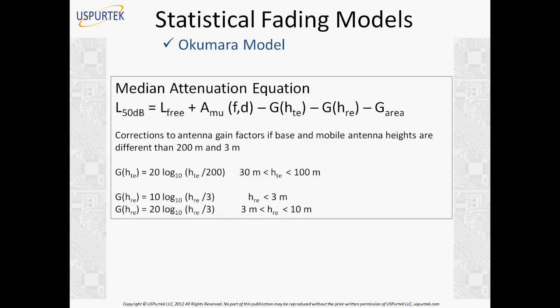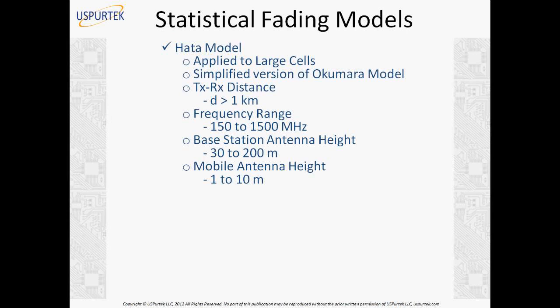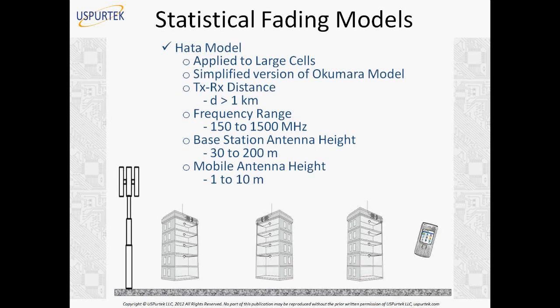Well, there are some more explanations here. Corrections to antenna gain factors if base and mobile antenna heights are different than 200 meters and 3 meters. So again, some values you can use here. Now let's go to the Hata model. This has more practical uses. Now the Okumura model is good, but it's difficult to apply in the real world.